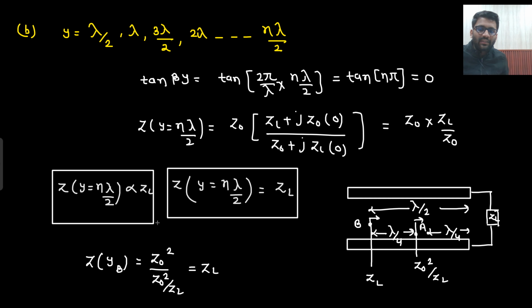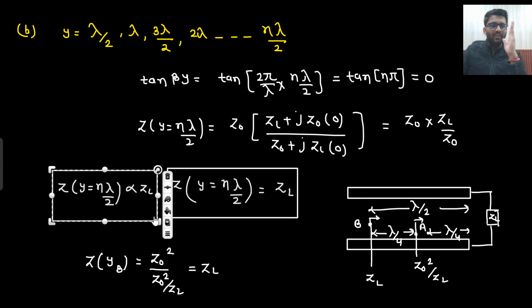So what is happening in the transmission line? Let's just say this is my load. At lambda by 4 there will be inversion. Then again from here to lambda by 4 again there will be inversion. So two inversions will make the same thing. Are you getting this point? ZL. Then after lambda by 4 there is inversion, then again after the lambda by 4 there will be another inversion. So that means at lambda by 2 from the load you are getting the same thing.